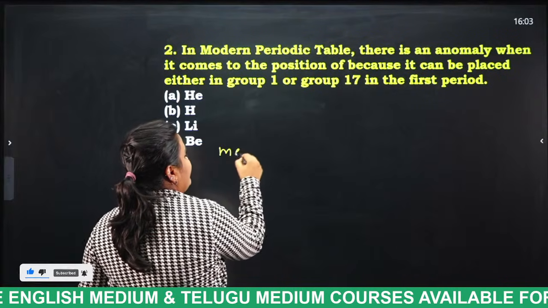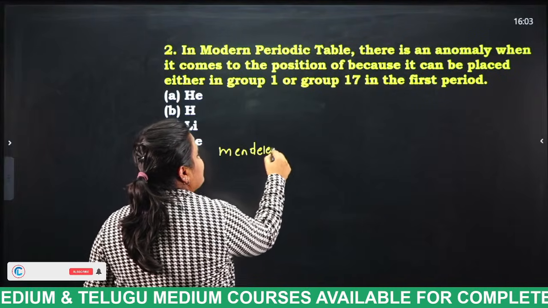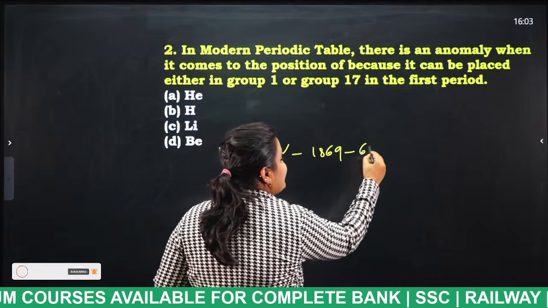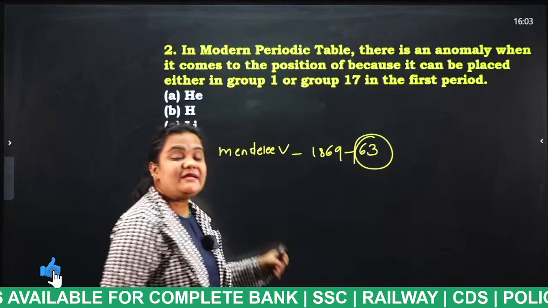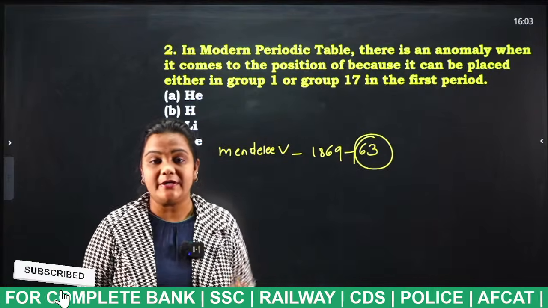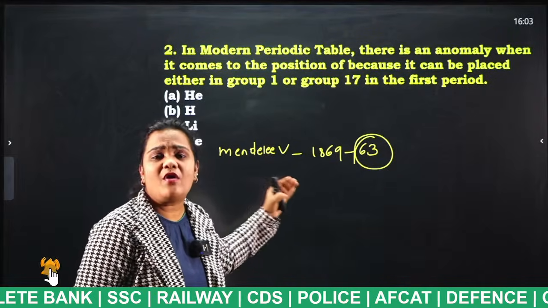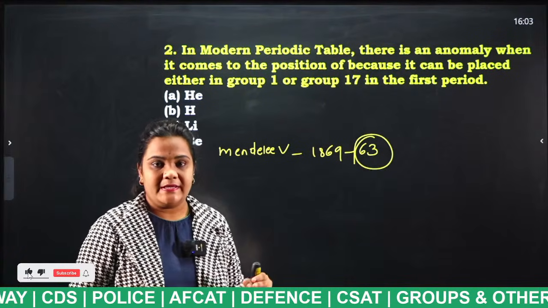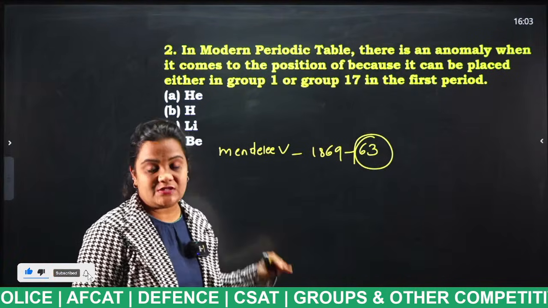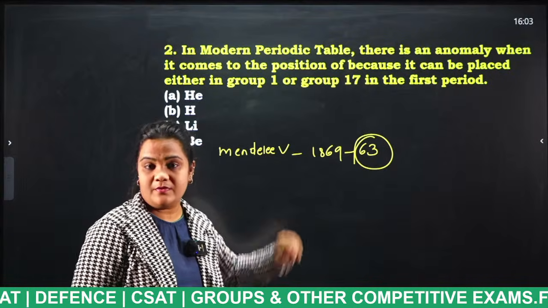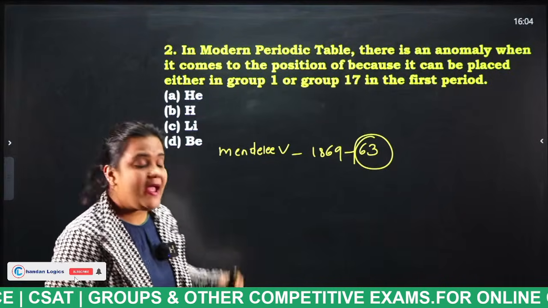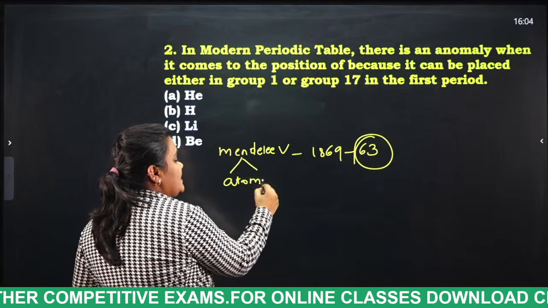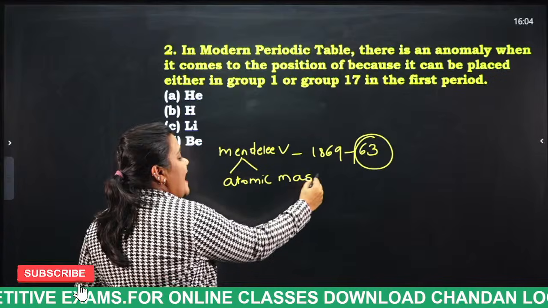Generally we have Mendeleev. Mendeleev discovered the periodic table in 1869. He placed 63 elements in the periodic table. But what is the drawback of Mendeleev, students? He did not place the noble gases. He had no idea of noble gases. That is the biggest drawback of Mendeleev. And he classified the elements based on atomic mass.